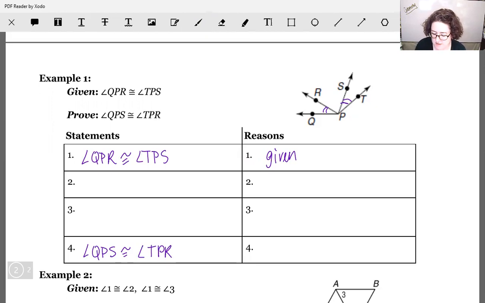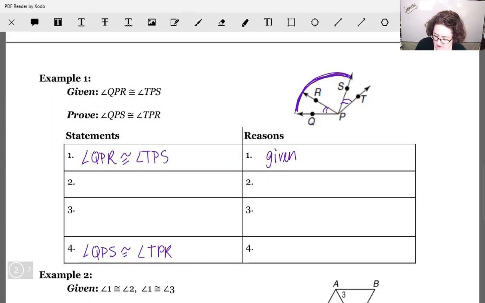So QPS is kind of transversing these 2 angles. So think about the definitions we just talked about. One of those was angle addition property. If I can add my 2 pieces together, they make a bigger angle. Well, I could definitely do that to make angle QPS. Okay, angle TPR is the other one they want us to prove.